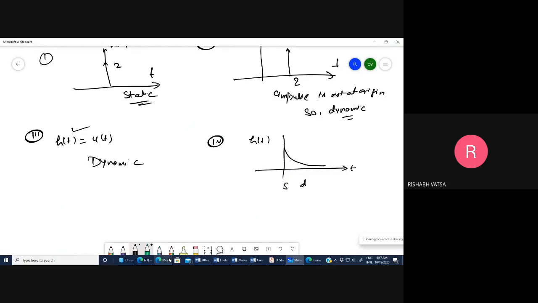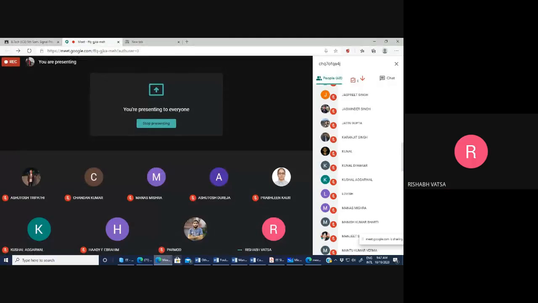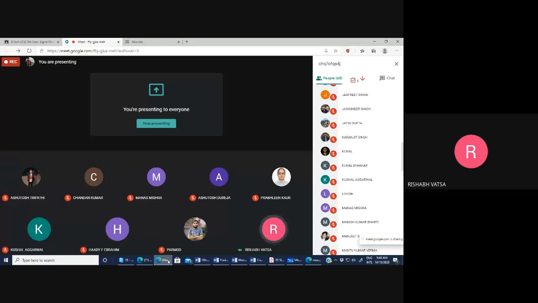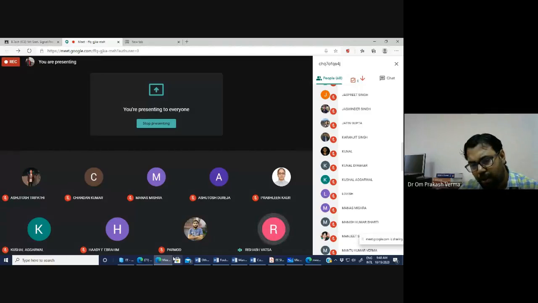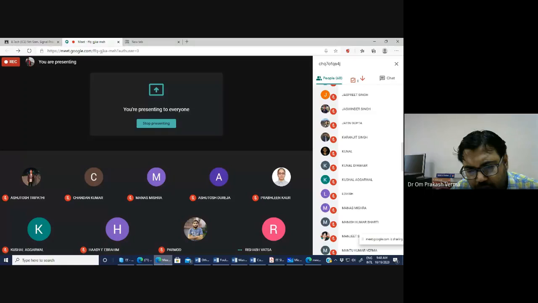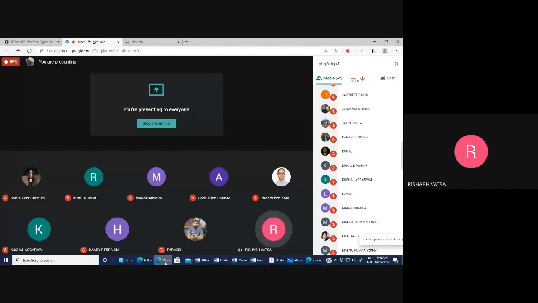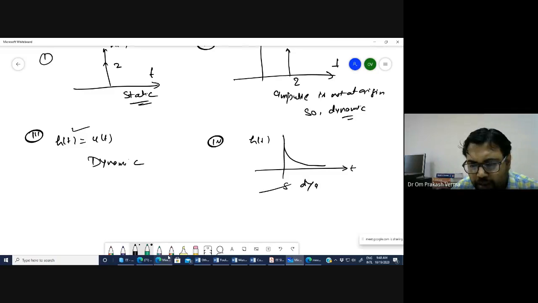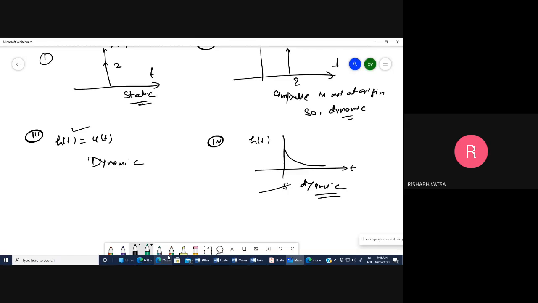Static, sir. Why is it static? I think its function is 1 upon e to the power t. Yes, e to the power minus t. Oh, okay, it's dynamic now, because it depends on the past value. Yes, sir. I thought this function was e to the power t.